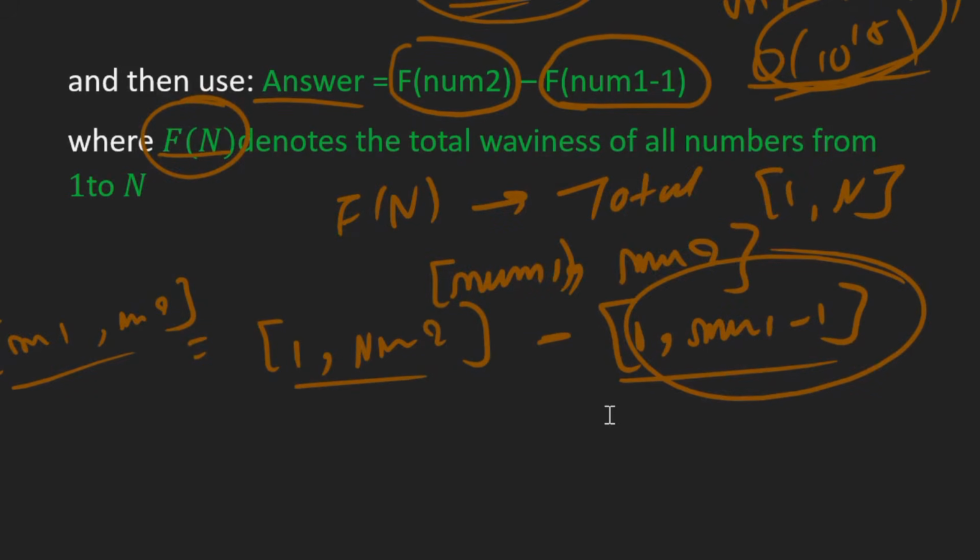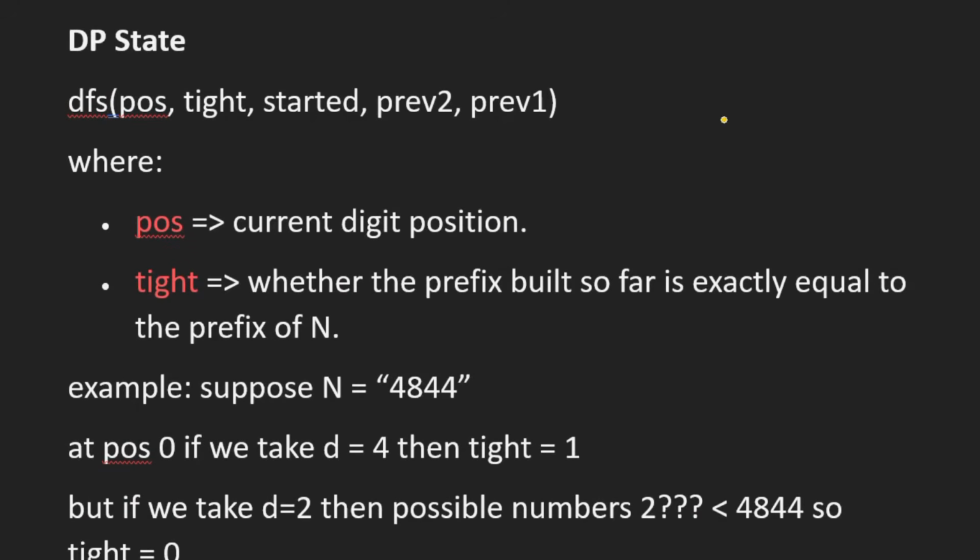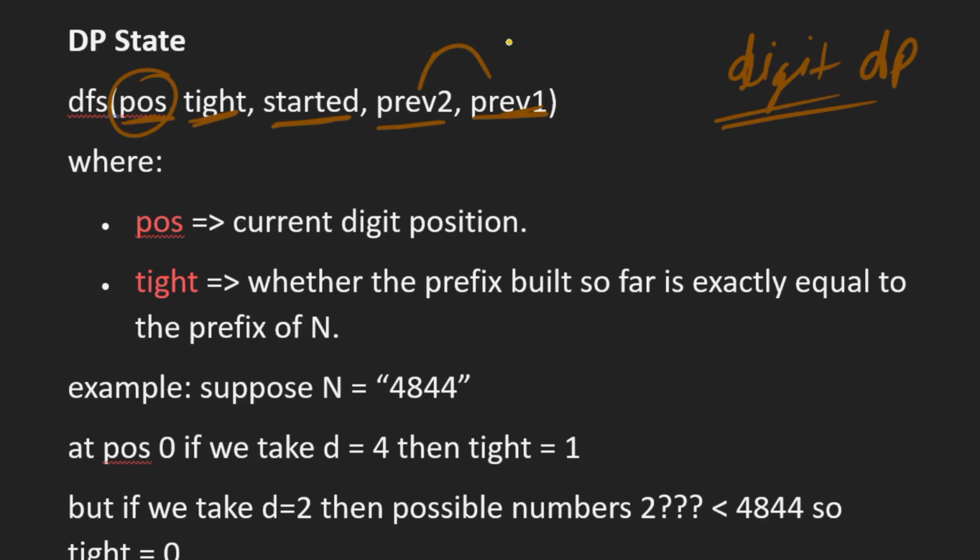So let's see how we'll be implementing this function f, right? As we know, we are using digit DP. So let's see what will be the states. We have position, we have tight, we have started, and we have the previous two digits that we have tracked. So position is basically which current digit we are tracking right now, or current digit position.